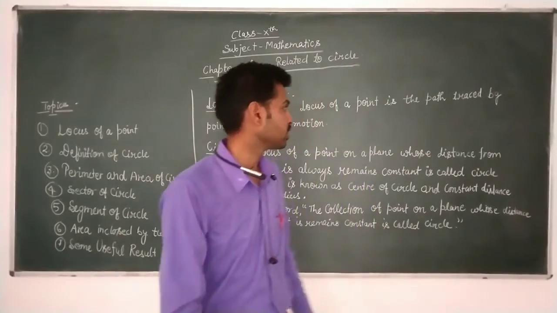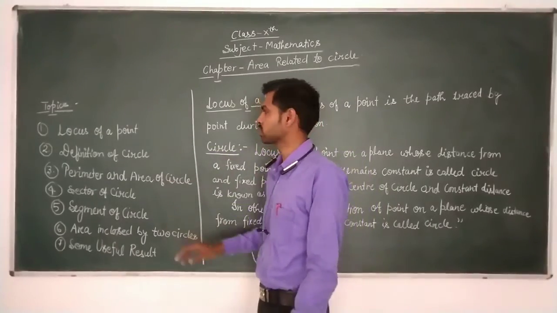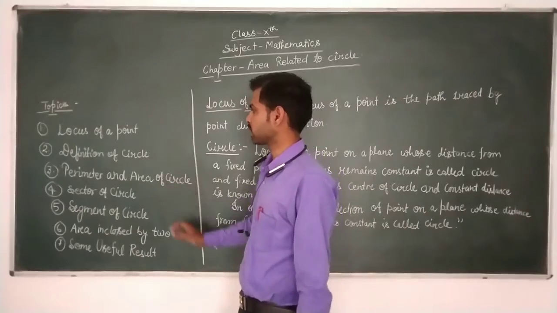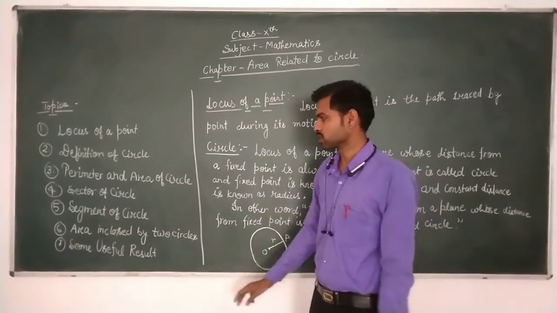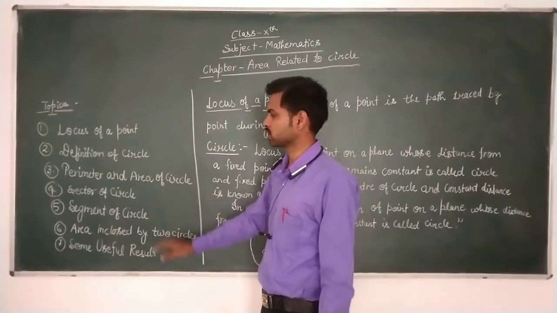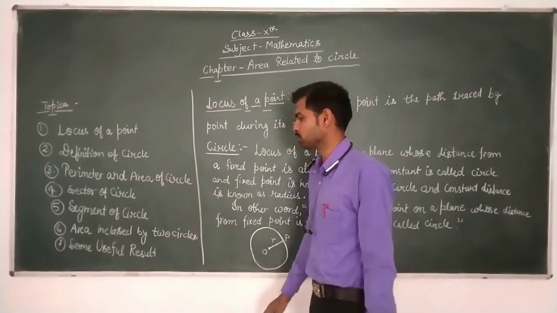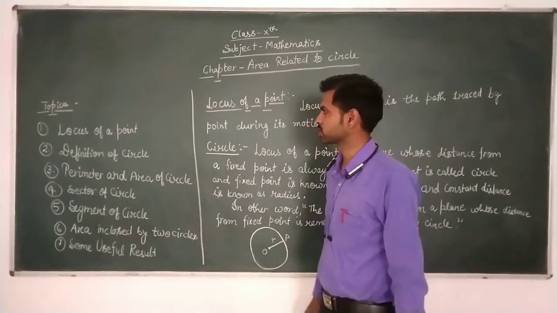There are 7 topics in this chapter. First is the locus of a point, second is the definition of circle, third is the perimeter and area of circle, fourth is the sector of a circle, fifth is the segment of a circle, sixth is the area enclosed by two circles, and seventh is some useful results.